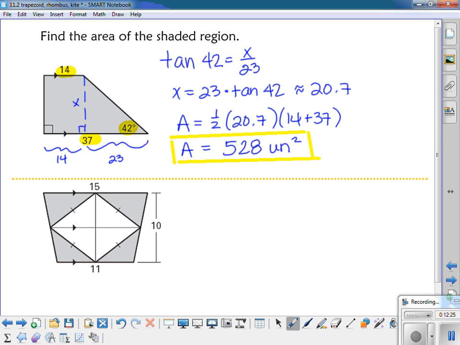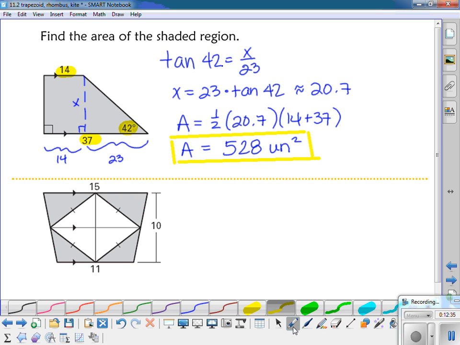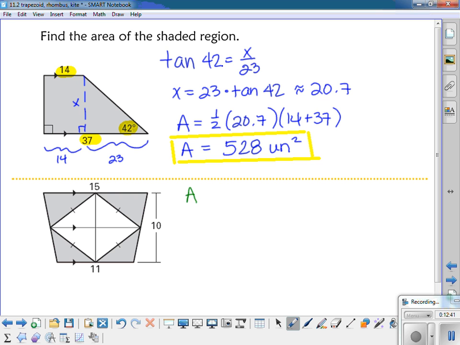Alright, and now we have a trapezoid with a rhombus cut out of the middle of it. So I just want to find the shaded area. That means essentially what I'm going to do is take the area of the trapezoid and subtract the area of the rhombus.